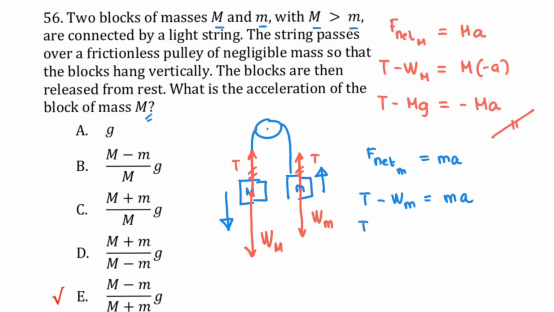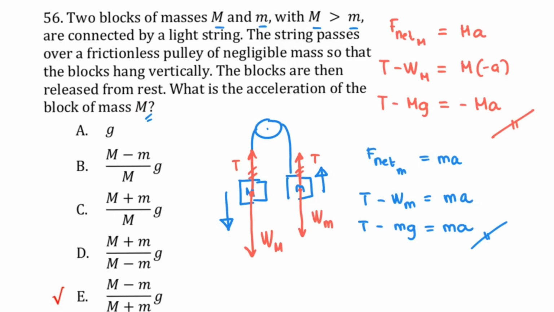So that's going to be tension minus the weight of the smaller mass, which is just its mass multiplied by acceleration due to gravity, and that is equal to ma. So now we have our second equation. Now let us go back to the problem. It is asking us what is the acceleration of the block of mass capital M. So basically we need to solve for the acceleration.